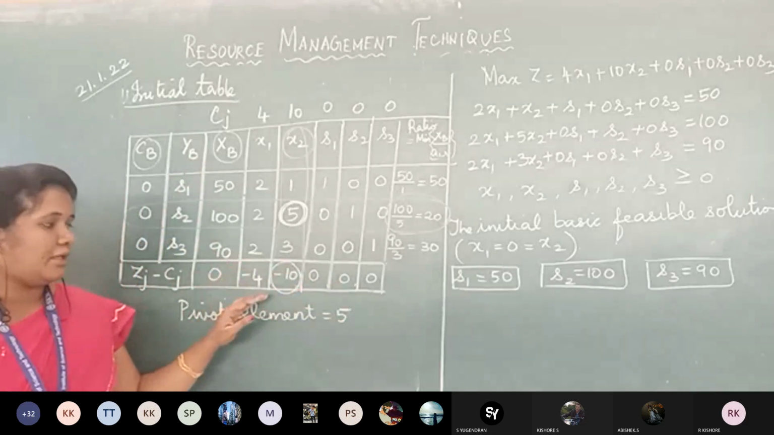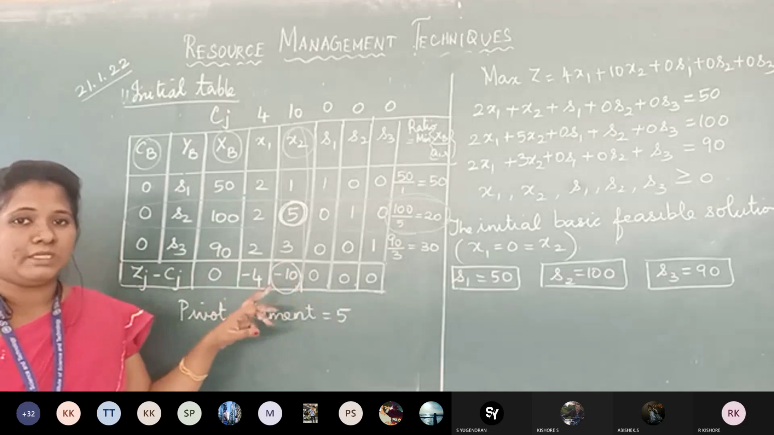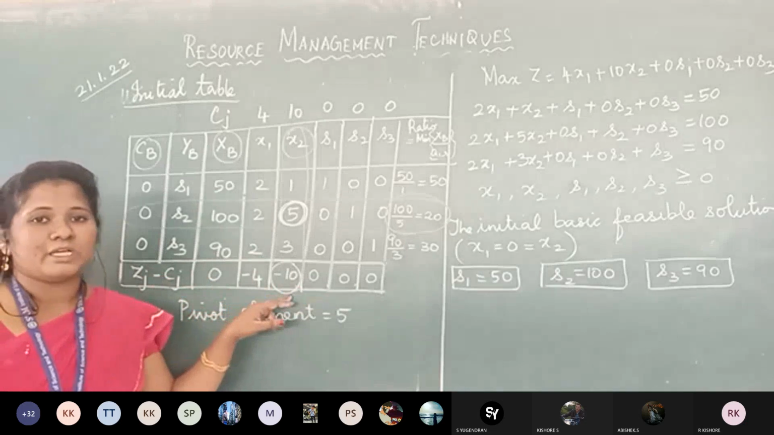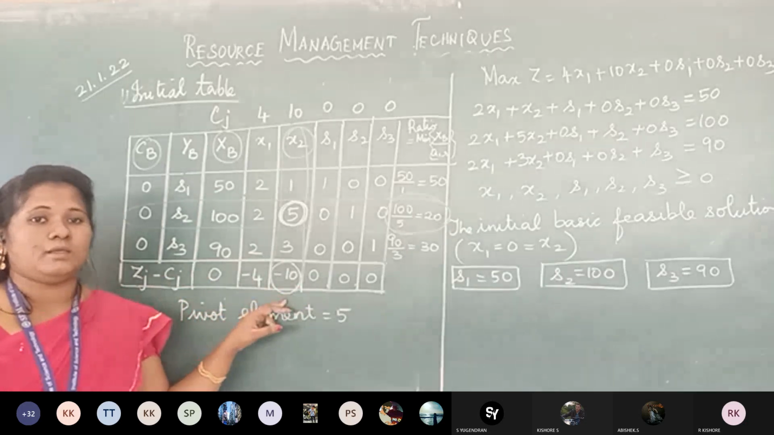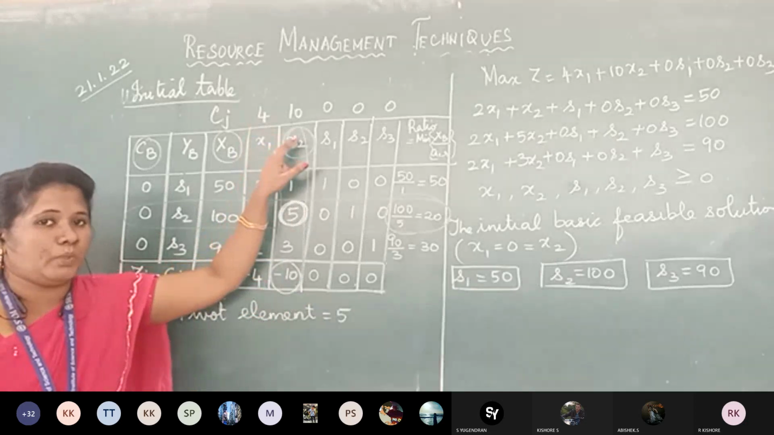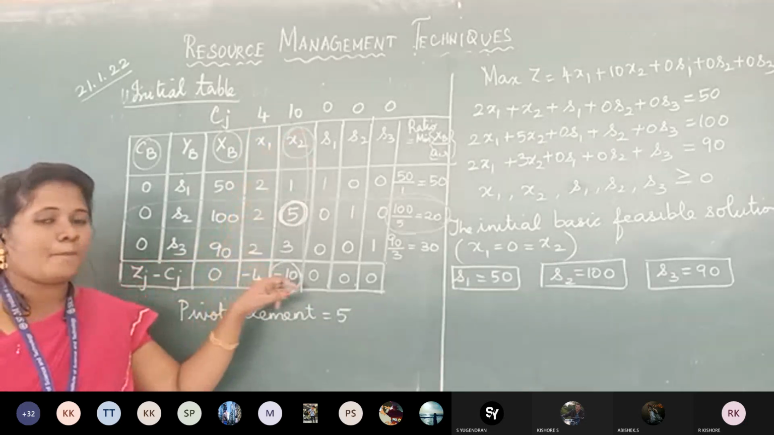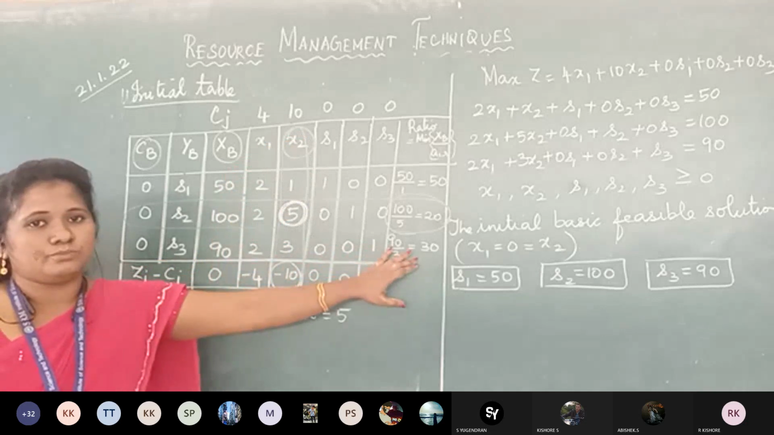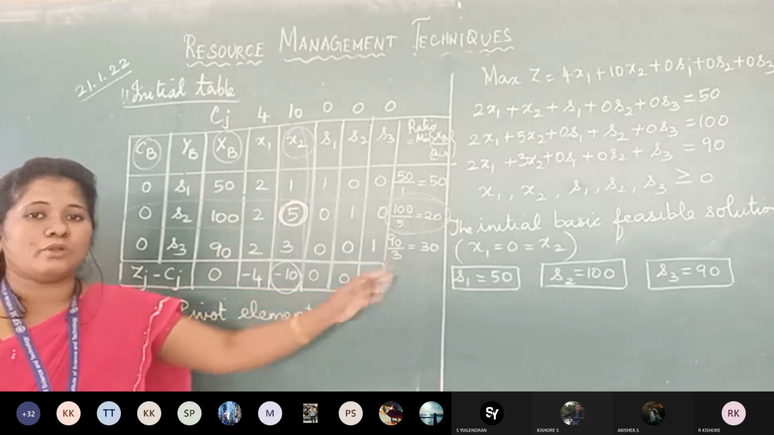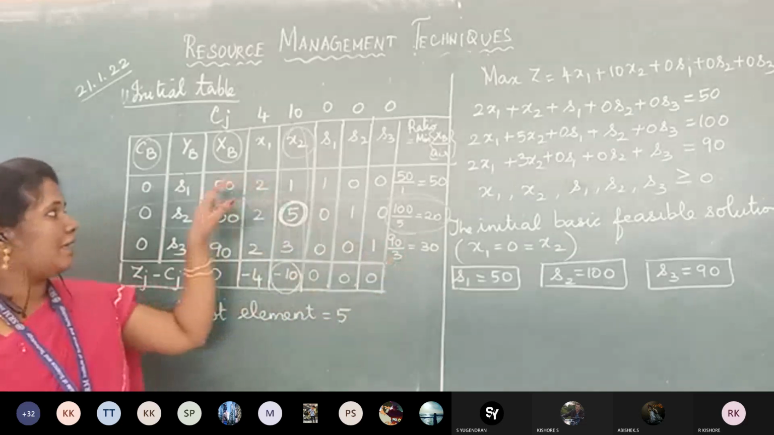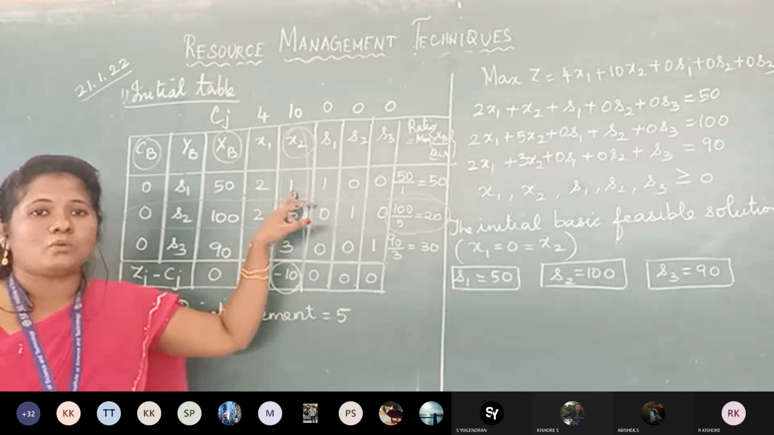After writing that, you have to see your most negative value in your Zj minus Cj. Whichever is your most negative value, that corresponding variable will become your entering variable. That will become your pivot column. Next you have to find out the ratio. That will be your step 7. You're going to find out the leaving variable. So step 7 is nothing but xb divided by your column.